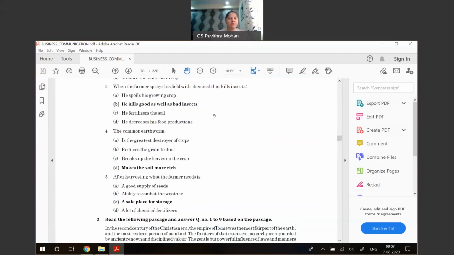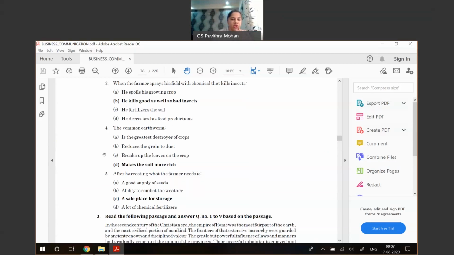Then you have, when the farmer sprays his field with chemicals that kill insects, he spoils his growing crop. No, he's protecting his growing crop. He kills good as well as bad insects. Yes, because in his last sentence, if you see, they had given, he kills his friends along with his enemies. So that means with the good, he is killing the bad things also. He fertilizes the soil. No, he's not fertilizing, because fertilizing will be done by earthworms, as they have told. He decreases his food production. No, he is trying to increase his production by protecting the crop from insects. So this is the option which is suitable.